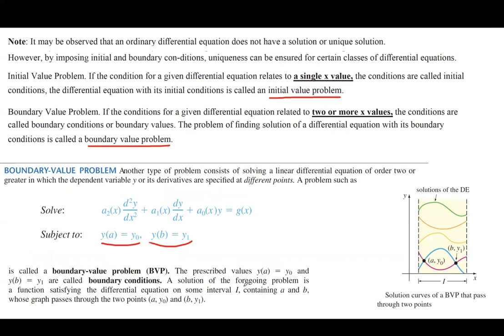A solution of this problem is basically a function satisfying the differential equation on some interval I containing the two values a and b. Please take a look at this visualization. These are the solution curves of the boundary value problem that pass through two points, A and B. Okay, let's take a look at one example. A boundary value problem can have many, one, or no solutions.